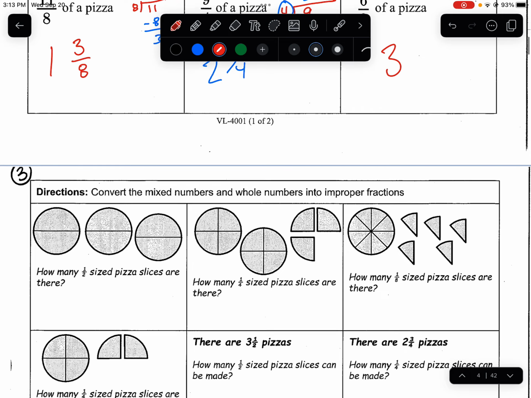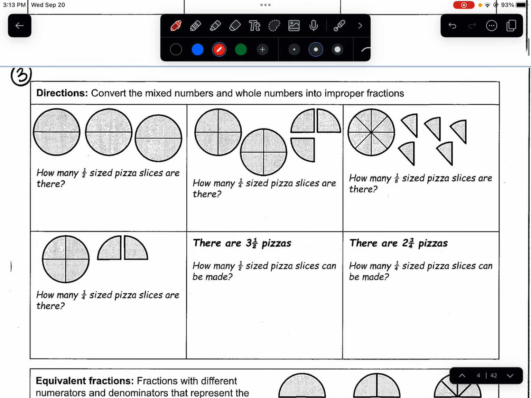All right, let's go to the next page. Let's convert these mixed numbers and whole numbers into improper fractions. So we have these 1, 2, 3 whole pizzas. How many half-sized pizzas are there right here? Well, we have a half right here, another half, 3, 4, 5, 6. 6 halves. So you would write that as 6 over 2.